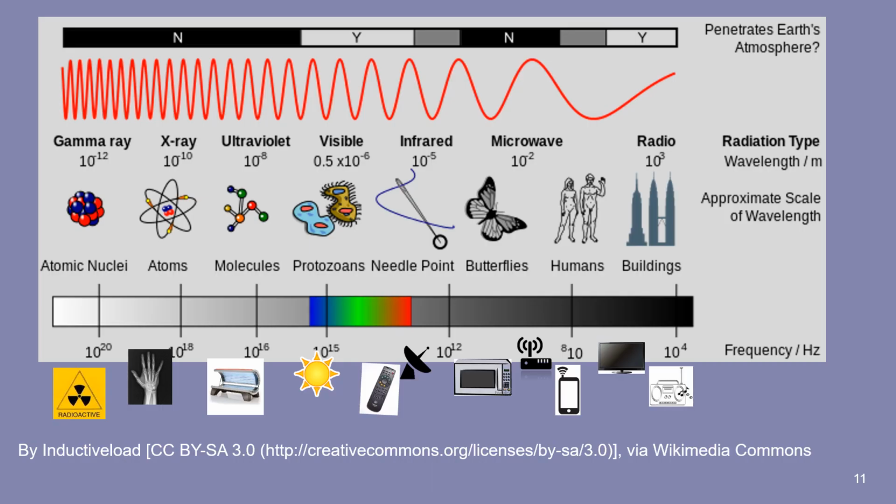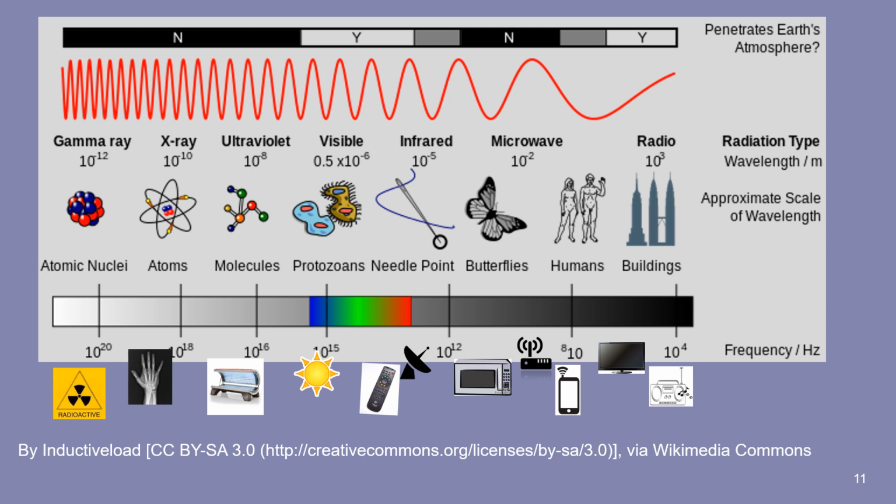Here's just another view of the electromagnetic spectrum. It's a little more interesting to see here. Does it penetrate the Earth's atmosphere? Visible light does, infrared light does, radio waves do, but obviously not some of these others. These are the wavelengths in meters, so we know we have really tiny and then much bigger, 10 to the third, sometimes up to 1,000 meters, which is as tall as a building.